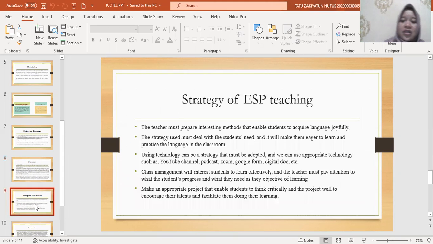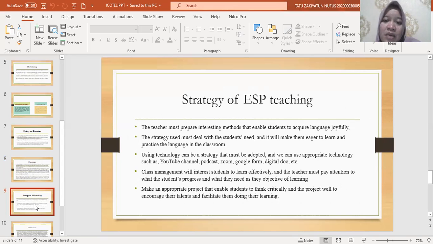So here is the strategy. The strategy of ESP in teaching. Okay, there are five strategies here. The first one, the teacher must prepare interesting methods that enable students to acquire language joyfully. The strategy used must deal with the students' needs, and it will make them eager to learn and practice the language in the classroom. Using technology can be a strategy that must be adapted, and we can use appropriate technology such as YouTube channels, podcasts, Zoom, Google Forms, Digital Docs, etc. Class management will interest students to learn effectively, and the teachers must pay attention to the students' progress and what they need as their objective of learning. And the last strategy in ESP teaching is to make an appropriate project that enables students to think critically and encourages their talent and facilitates them in doing their learning.